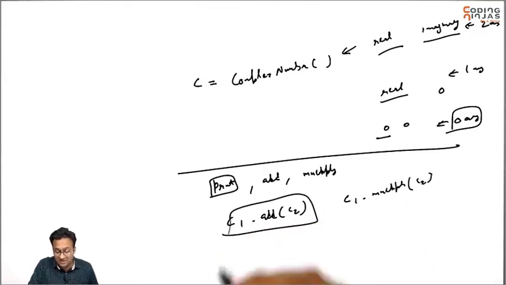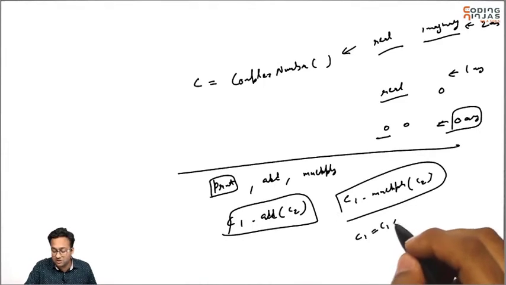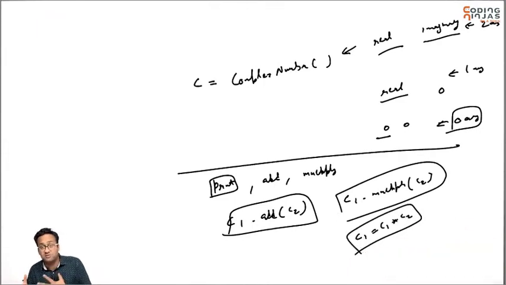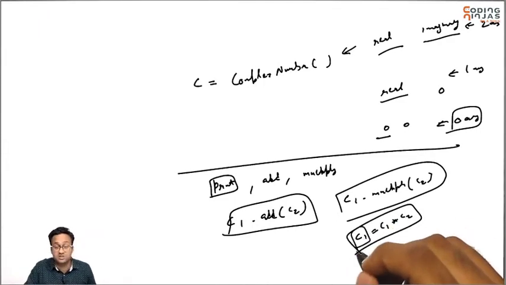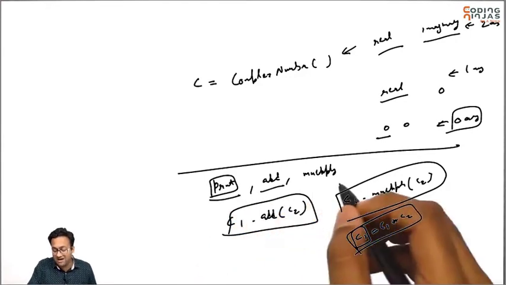And this should basically mean that C1 changes its value to C1 plus C2. This should basically mean C1 is equal to C1 into C2, something similar, right? These two complex numbers multiplied, the new value should go into C1. So we should be able to print, we should be able to add, we should be able to multiply.